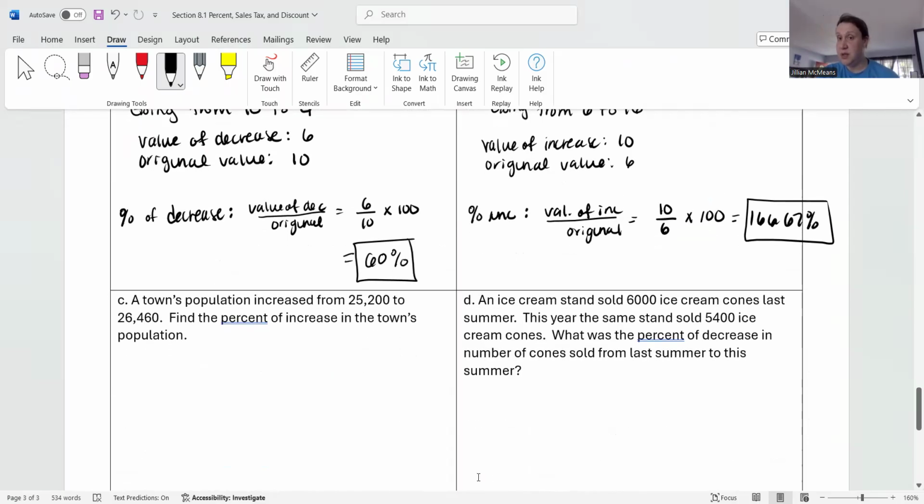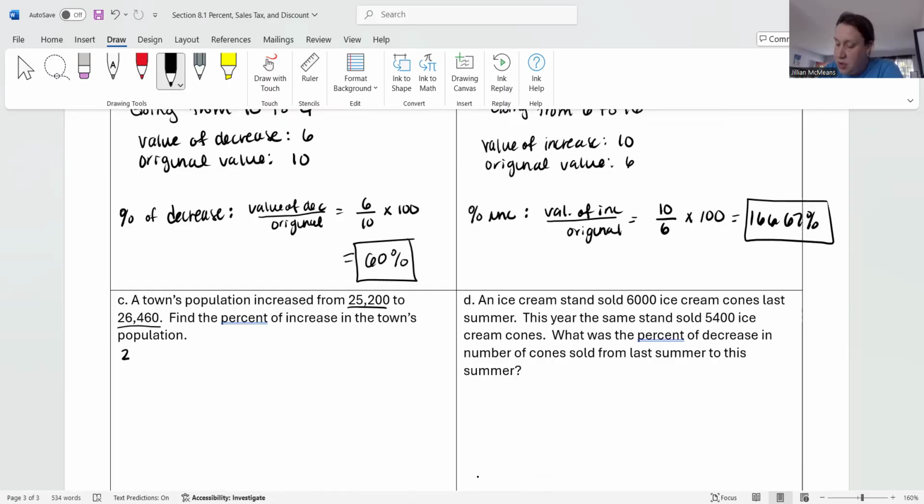Word problems might be presented a little differently because in parts A and B, we were told flat out what the decrease was, what the increase was. A lot of times you have to do the work to find the value of the increase or decrease. Okay. So part C says a town's population increased from 25,200 to 26,460. We're not being told what the actual increase is. We have to find the increase, okay?